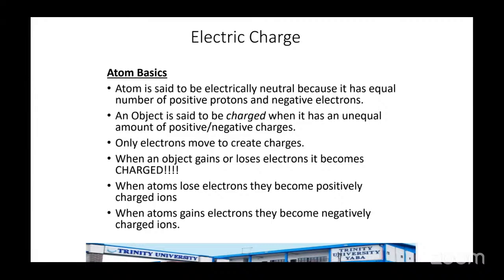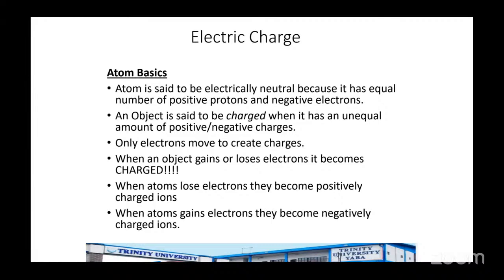Now you should know that protons, that is positive charges, do not move from one point to the other. Only electrons move from one point to the other. And the movement of electrons from one point to the other is what constitutes electricity, electric current. So when an object gains or loses electrons, it becomes charged.